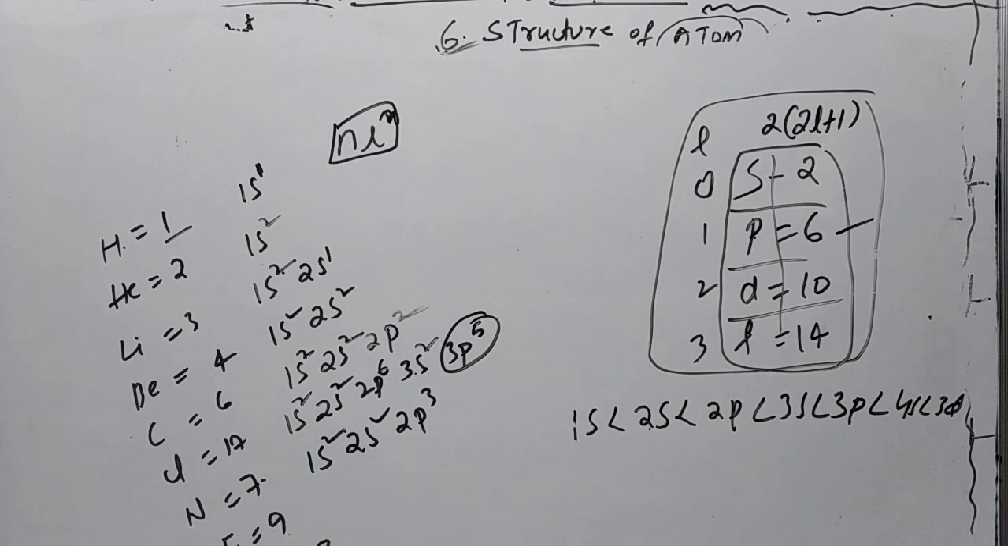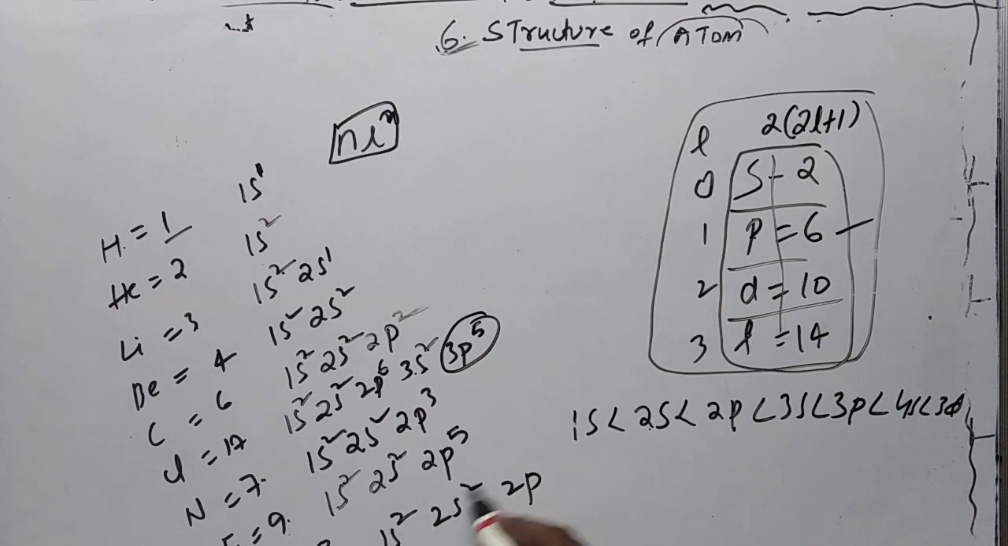If you want to write the electronic configuration of fluorine, the total is 9, so for 9 first write this: 1s, 2s, 2p. So here 2, here 2, 2 and 2 make 4 filled, and 5 are left. Oxygen is also 1s, 2s, 2p. The total is 8, so 2 and 2 make 4 filled, and 4 are left.